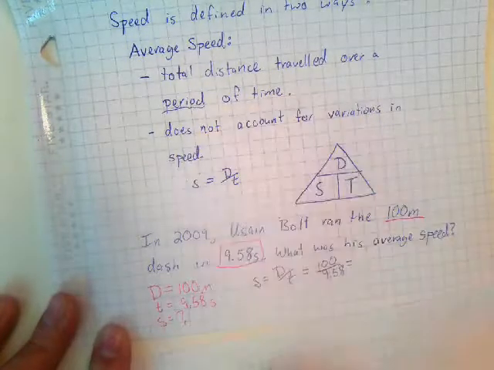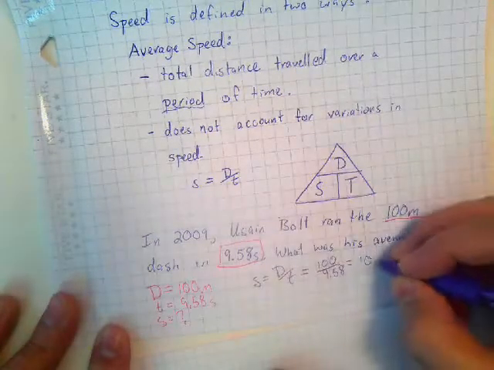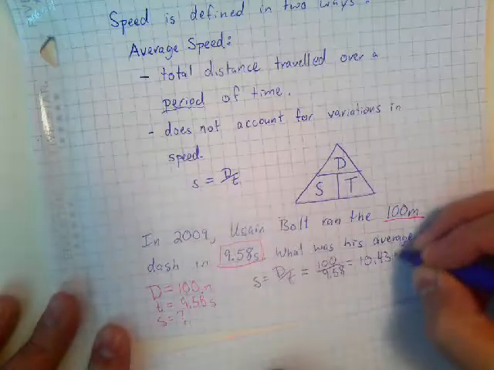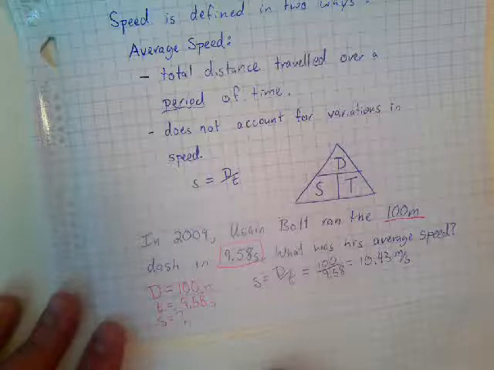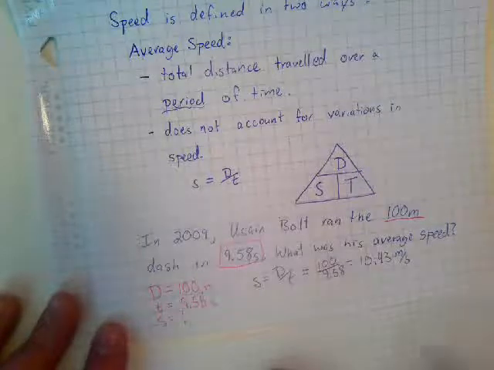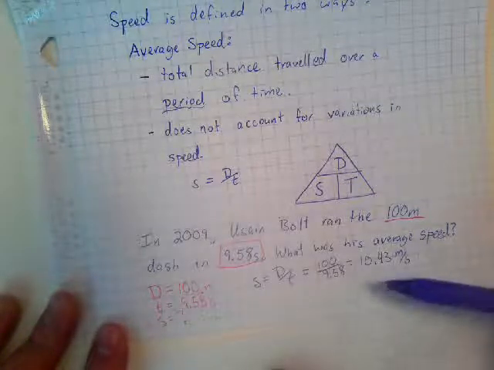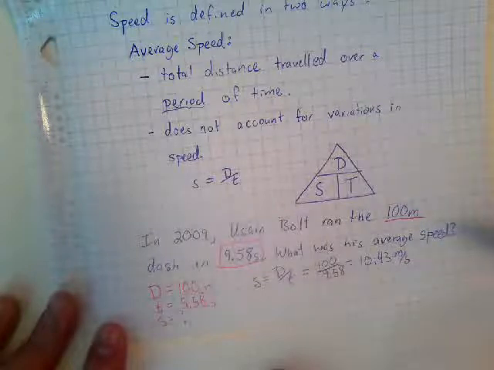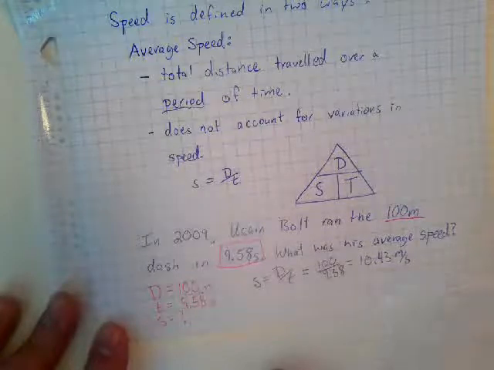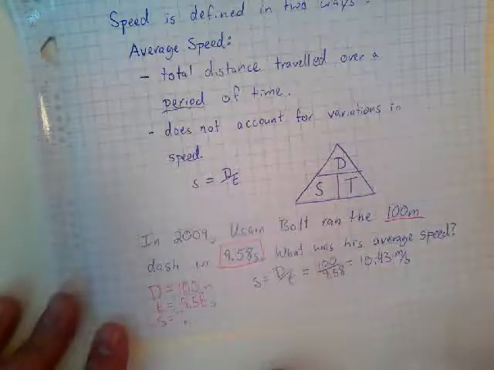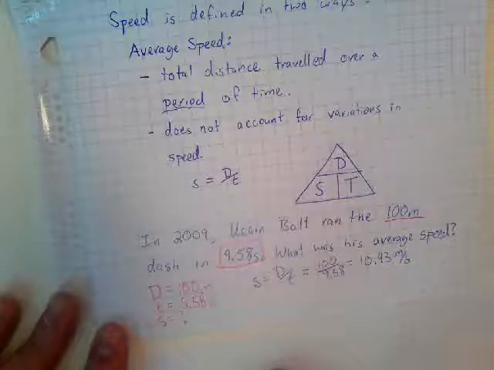And I get 10.43 meters per second. So that is his average speed. Now here's the thing. He started at rest, right? Because when you start the 100 meter, you're at rest. His top speed is actually going to be significantly higher than this, probably something like 11, 12, maybe even 13 meters per second.